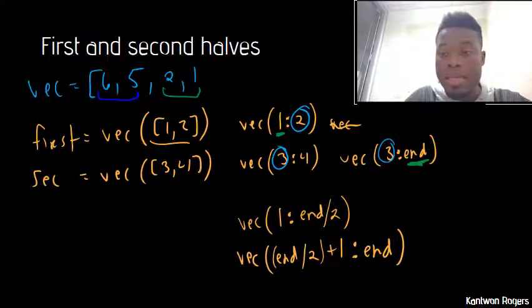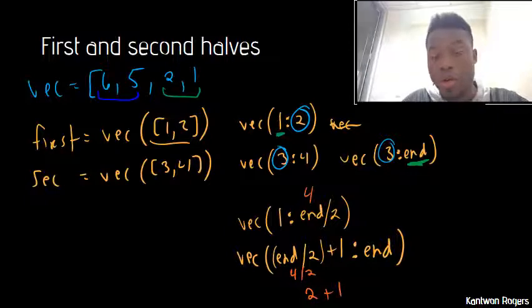So once again, in this case here, end evaluated to 4, and then 4 divided by 2 is 2, which is equivalent to saying 1 to 2. And then once again, n divided by 2. So we have 4 divided by 2, which is 2. Then we're adding 1 to it, so then we're getting 3. So then we're saying 3 to the end.